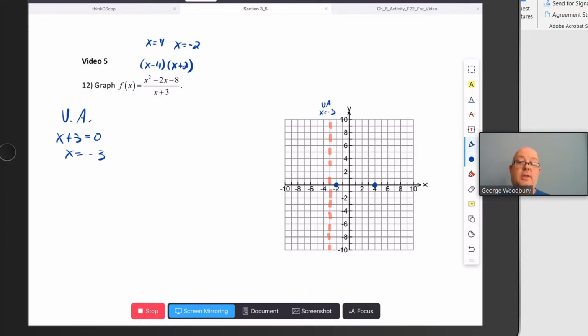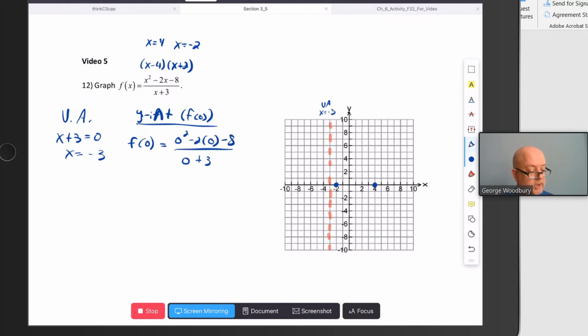I can find the y-intercept, which is f of 0. When we put in 0 to the function, 0 squared minus 2 times 0 minus 8 over 0 plus 3, the zeros fall out and we get negative 8 over 3. That's about 2/3 of the way between negative 2 and negative 3. So about here. It's an interesting function so far.